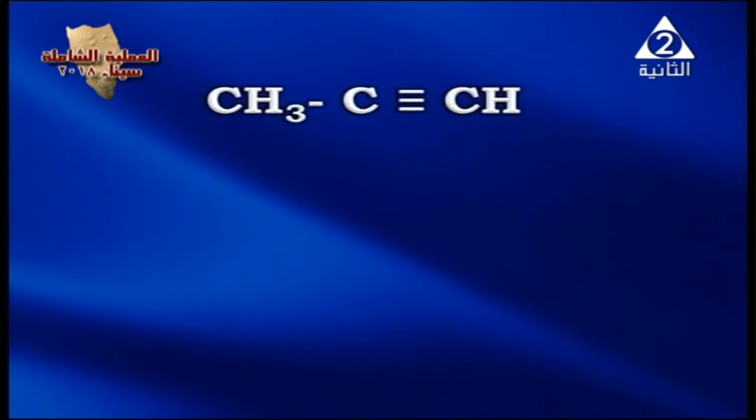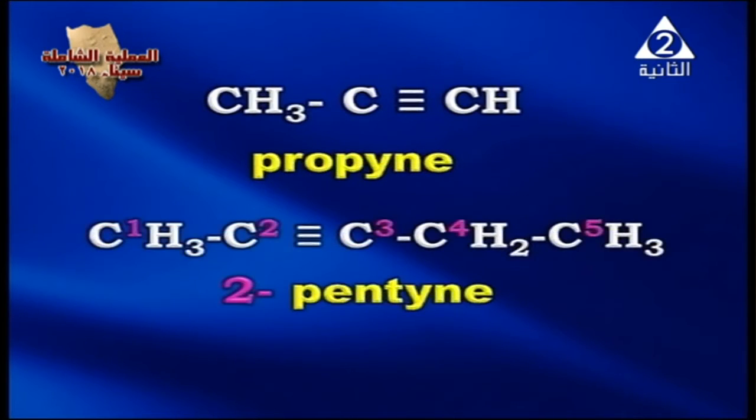For example, as shown on the screen, this molecule contains 3 carbon atoms, so its name is propyne. Another example, as shown on the screen, this alkyne has 5 carbon atoms and we have a triple bond between carbons number 2 and number 3, so its name is 2-pentyne.